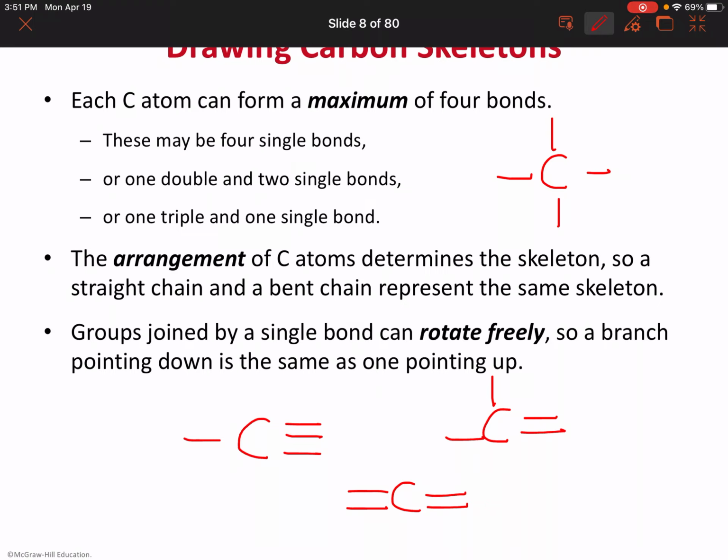The arrangement of carbon atoms determines the skeleton. So a straight chain and a bent chain represent the same skeleton. Remember the straight one we talked about? So this is a straight chain, and if you draw it like this, we just bent this bond. These two are the same. Groups joined by a single bond can rotate freely. So a branch pointing down is the same as one pointing up. This is pointing up. This is pointing down. So they are the same.